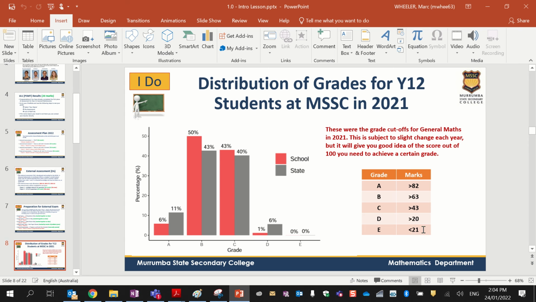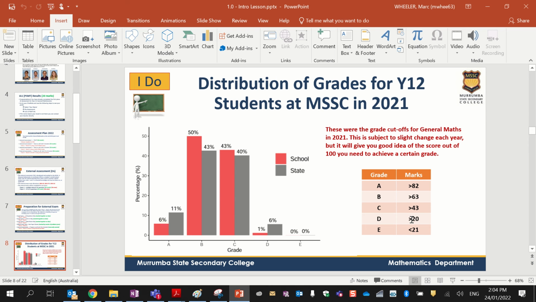So each year these are subject to slightly change. However, this is going to be a good indication. So to get an A in general maths, you have to get 82 out of 100 for your 4 assessment pieces. Okay, so some of you who, let's say you got 20 out of 20 for your PSMT, well, you are already almost at a D level, okay, for the whole year. Okay, so your grades will go up as we go.